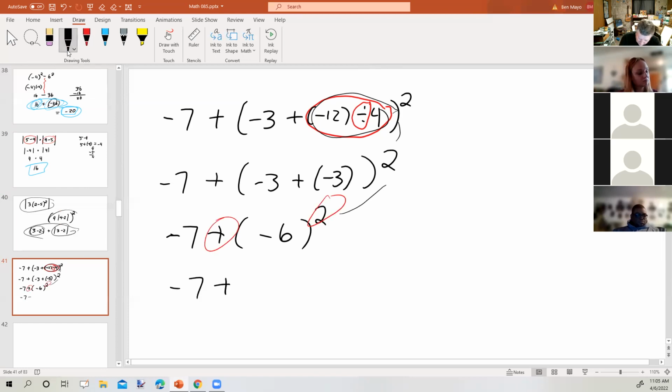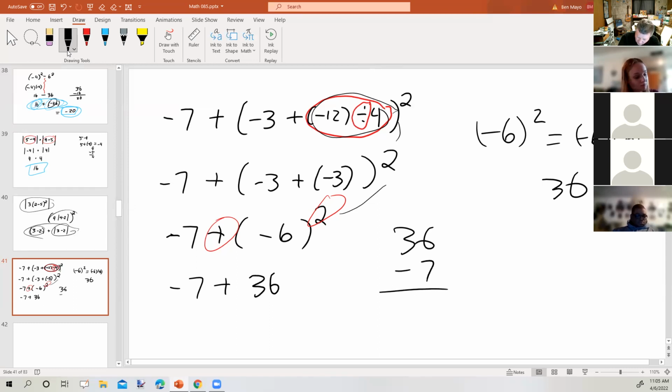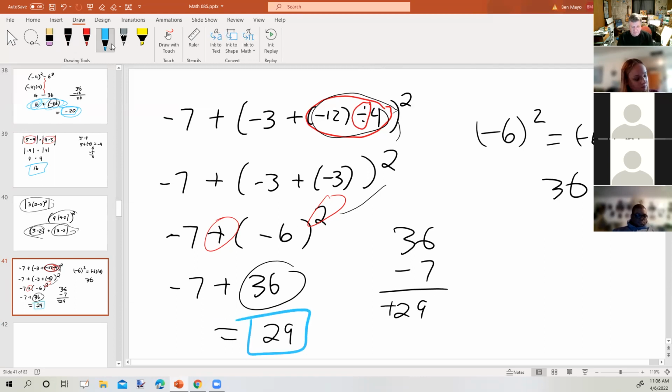So -7 plus, well, let's see, -6, the quantity squared, is -6 times negative 6. The negative sign is part of the base, so that's going to be a positive 36. Adding two numbers with different signs, subtract the smaller absolute value from the larger, attach the sign of the larger absolute value, which was positive. So final answer, positive 29.